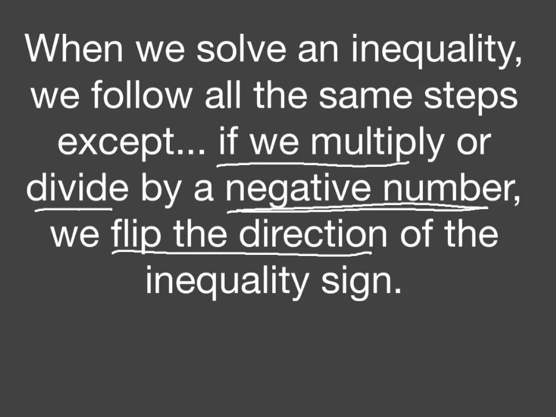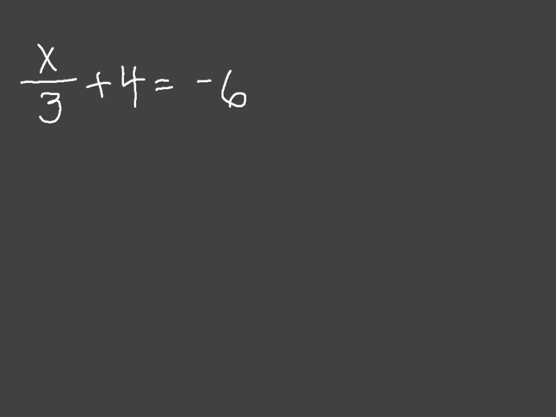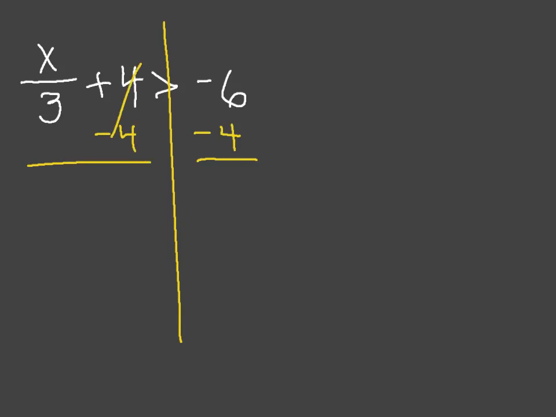So let's see what I mean by this. Here's our first example. x divided by 3 plus 4 is greater than negative 6. So we still solve it in two steps, and we're going to follow all the same steps to get x by itself. So I'm going to start by getting rid of this plus 4 by doing the opposite, which is minus 4. So I'm left with x over 3, and then on the other side I have negative 10.